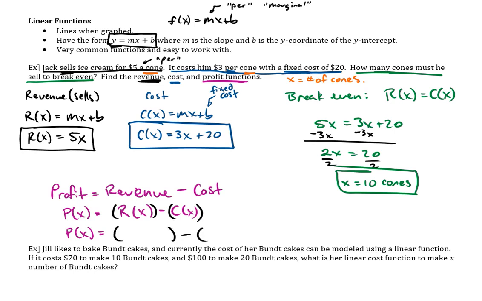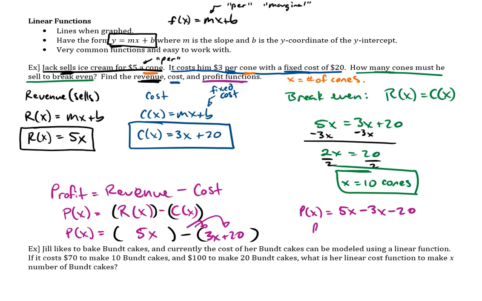Let me go ahead and set up a big thing for it there. Okay, so our revenue was 5x. Our cost was 3x plus 20. And then that negative will distribute. I kind of ran low on room, so let me write it up here. Our profit is 5x, and then the minus distributes to be minus 3x minus 20. So the negative distributed all the way through.